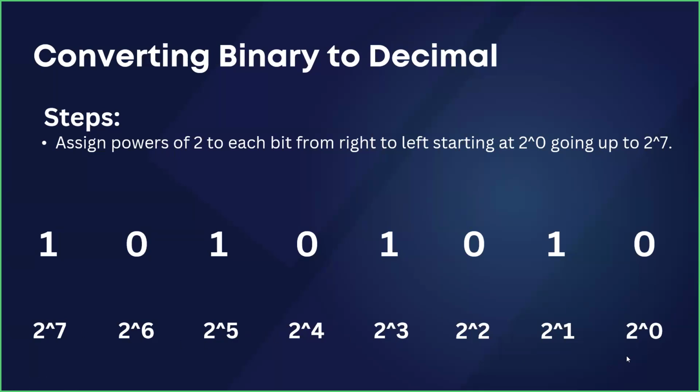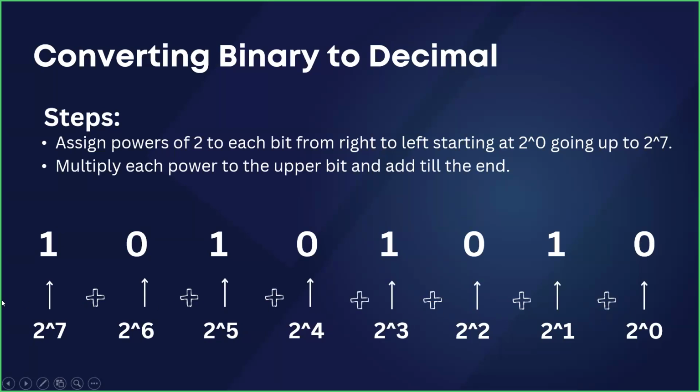Once these values are assigned, then you multiply the lower value with the top bit and keep on adding it till the end. So 2 power 0 into 0 plus 2 power 1 into 1 plus 2 power 2 into 0 plus 2 power 3 into 1 plus 2 power 4 into 0 plus 2 power 5 into 1 plus 2 power 6 into 0 plus 2 power 7 into 1. So you multiply the lower value with the top bit and you add it to the next value. So multiply and add, multiply and add, multiply and add. And that way you get the decimal answer.